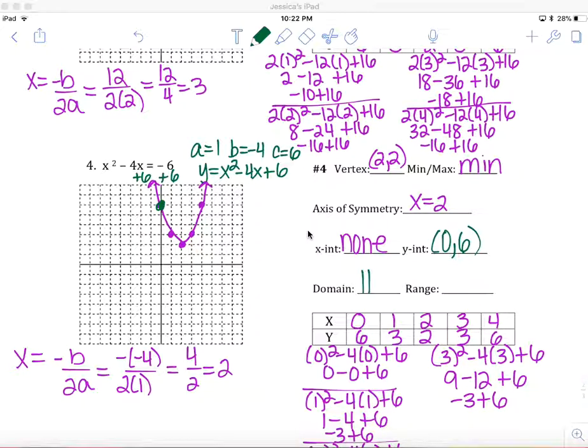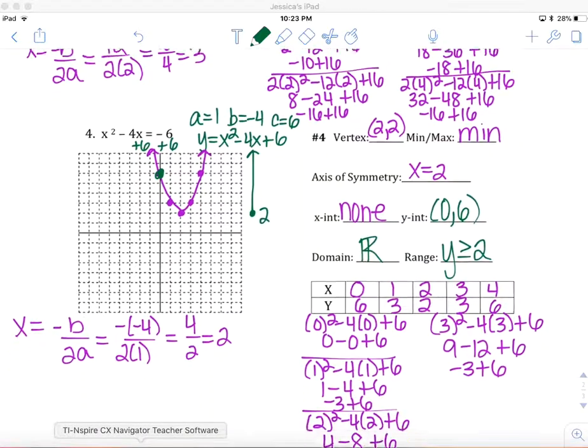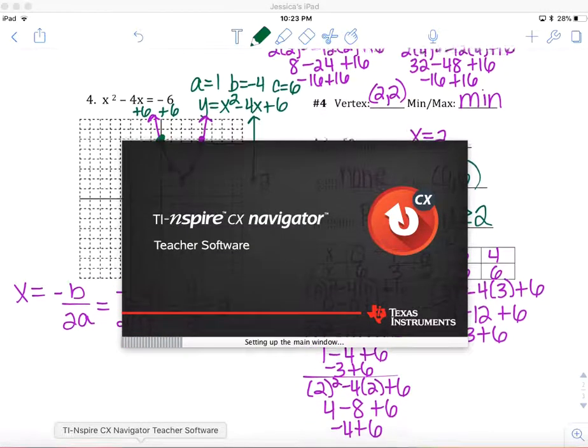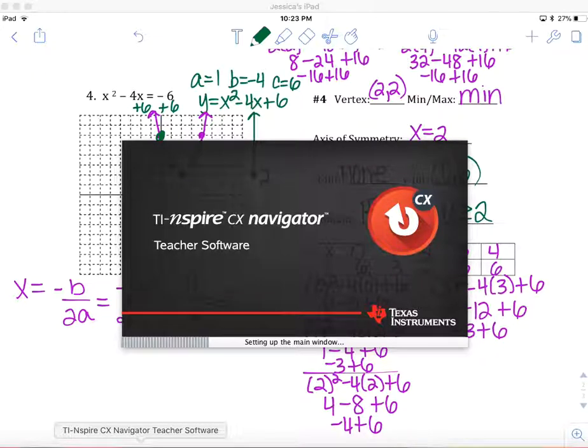My domain would be all real numbers. And I'm starting at 2, going up forever. So my range is y is greater than or equal to 2. Before we pause this video, I want to take a moment to show you what this would look like on your calculator. So for today, we didn't have a calculator, so we had to plug all of these in by hand. When you do have a calculator, it will do all of that work for you. So I'm going to show you how to graph number 4 using your Inspire.